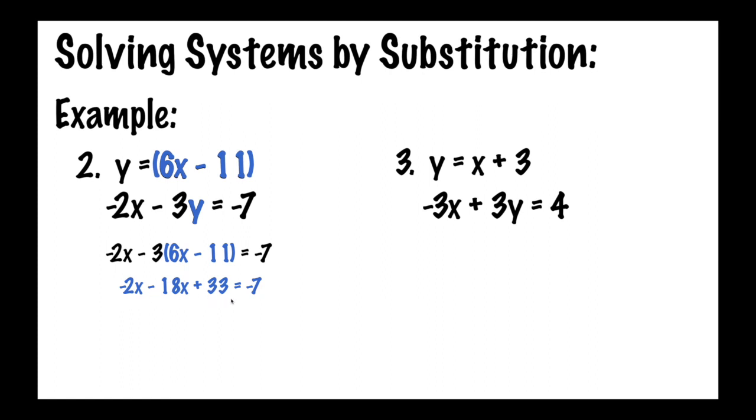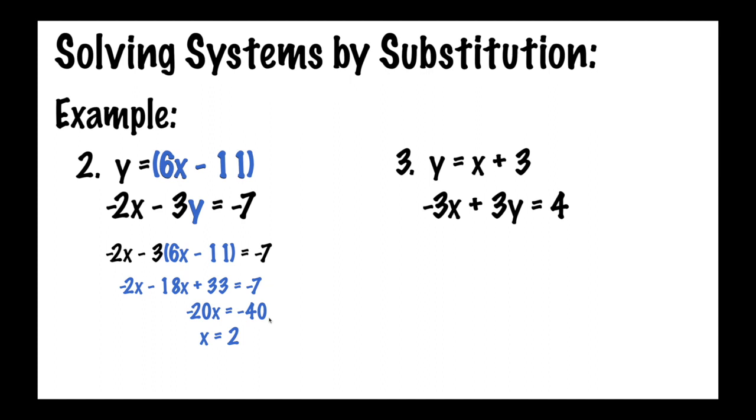Now if I clean up the left side, I've got negative 2x and negative 18x, which will combine to give me negative 20x, and then if I subtract the 33 over, I'm going to get negative 40 on the other side. From here, if I divide both sides by negative 20, my answer for x is going to be 2.